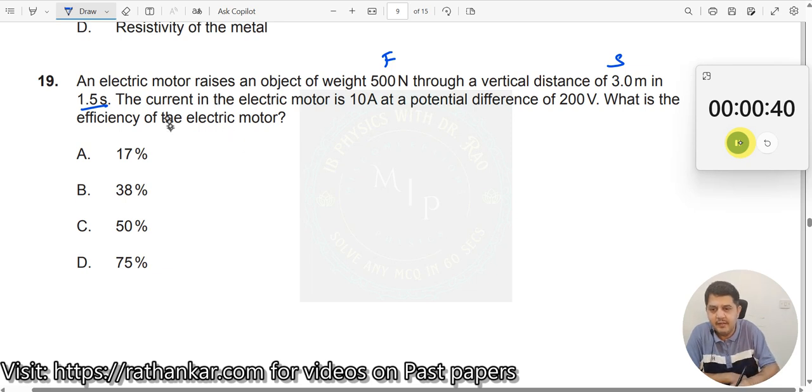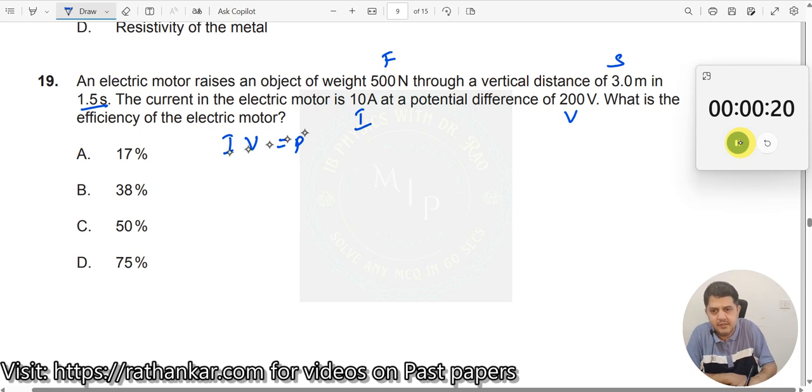Okay. Now the current in the electric motor is 10 ampere. Current is given, potential difference is given. What is the efficiency of the electric motor? Now see, there are 2-3 parameters given together. Okay, one is current and voltage. When you use current voltage, what do you get? V into I is nothing but power. So nothing but power over here.